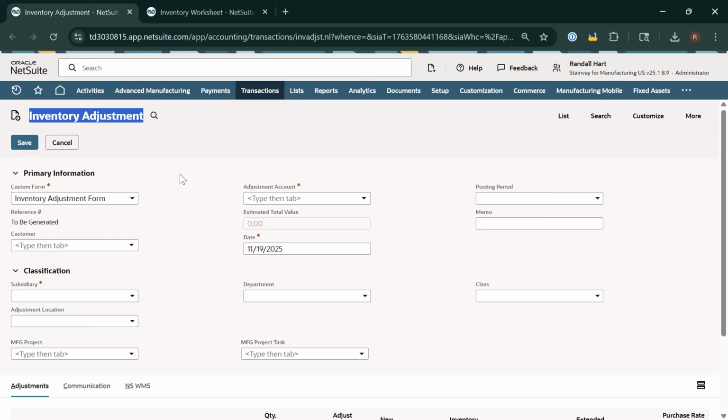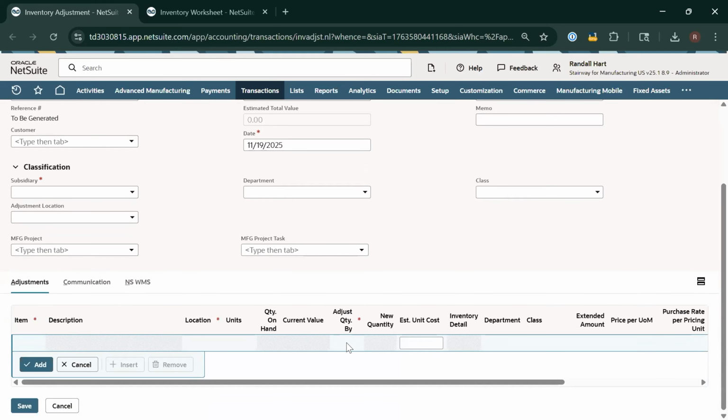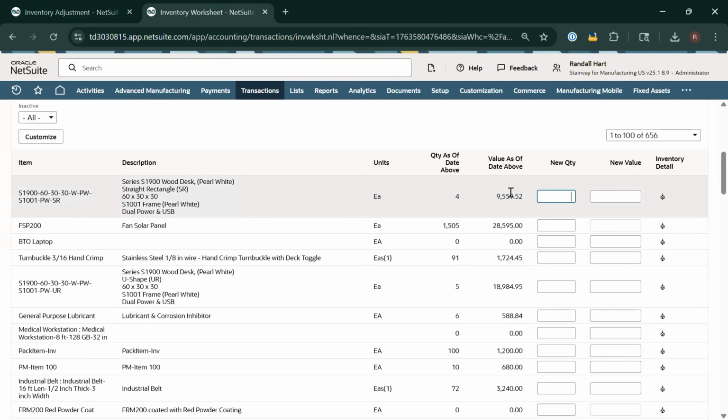So again, inventory adjustment lets you set quantity plus or minus and set a unit cost, and NetSuite will calculate the new quantity. The inventory worksheet, you manually set the total amount of quantity you have and the total value that it's worth.